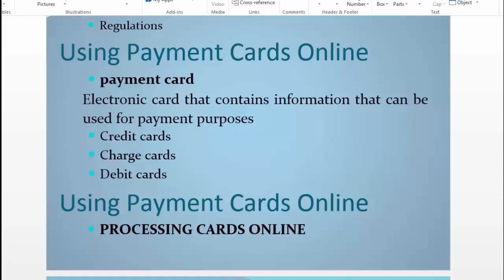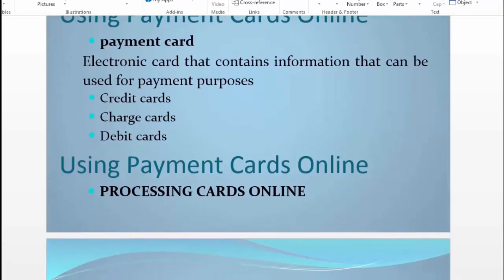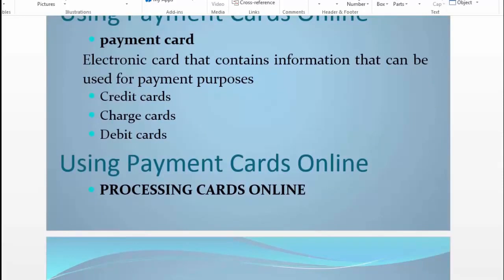Now let's move on to the concepts of this chapter. As I explain a concept, I'm going to take your learning outside to the World Wide Web, the internet, and I'm going to use many examples to explain what I'm talking about. Payment system. A payment card is the electronic card that contains information that can be used for payment purposes: credit cards, charge cards, and debit cards. We all are familiar with these. I wouldn't be surprised if somebody has a card in the pocket right now.